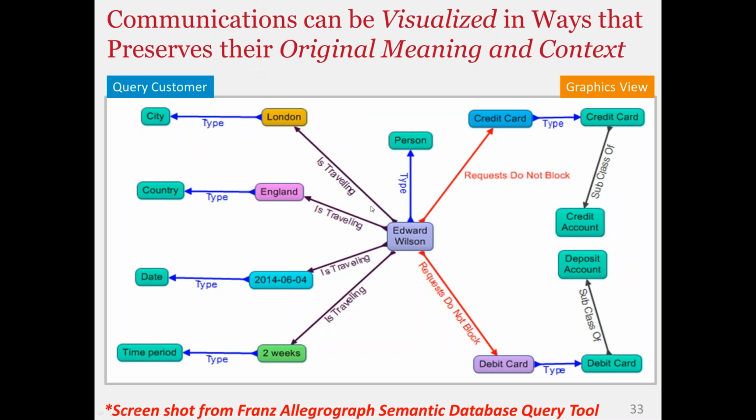So we could see the same thing go from a verbal statement into a graph that a database can understand, and machine learning algorithms can access this data and run against it. So we could see Edward Wilson as a type of person. Requests to block his credit card. It's a type of credit card, which is a type of account. He's traveling to England, which is a type of country. So we get a lot of information from this visual picture of a knowledge graph that's captured from speech and communications.